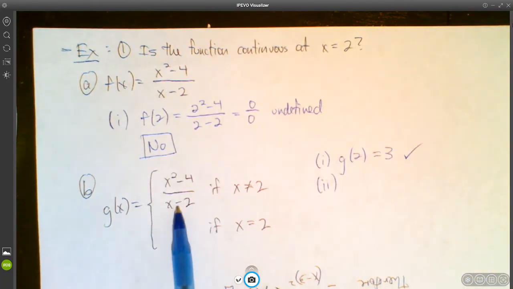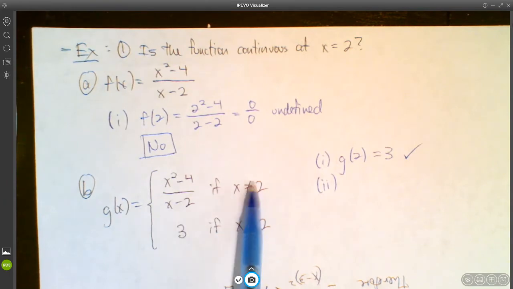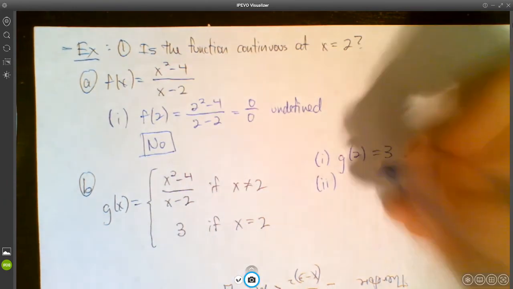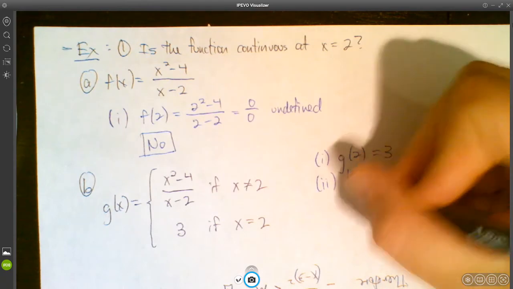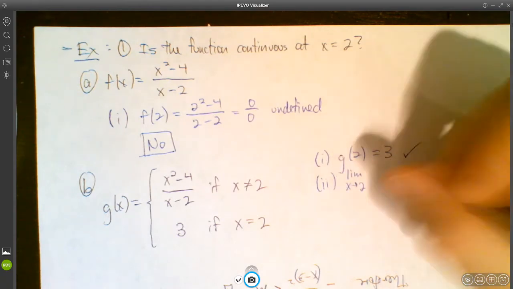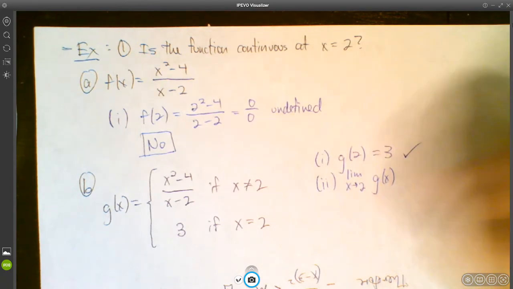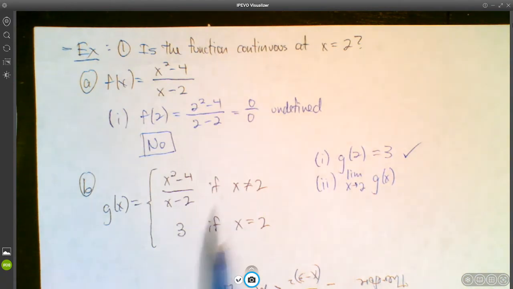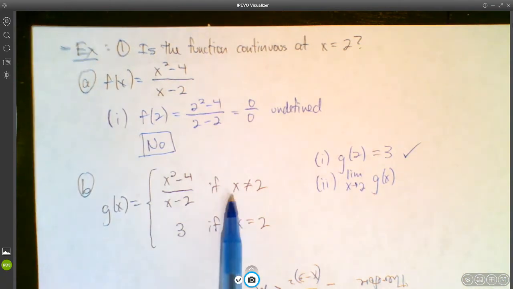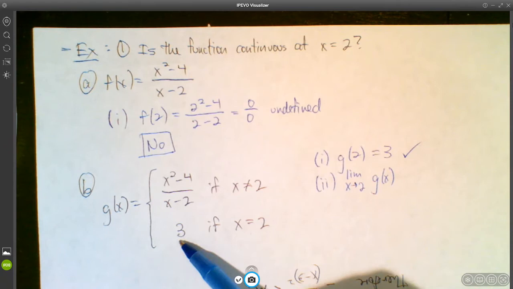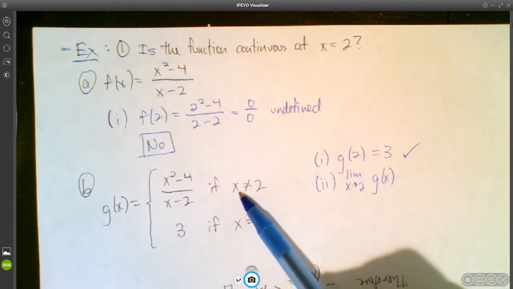We need the limit as x approaches 2 of g of x to exist. Well, let's think about this. What is the limit as x approaches 2? When x equals 2, we use the bottom rule. But for every other value, we use the top rule.